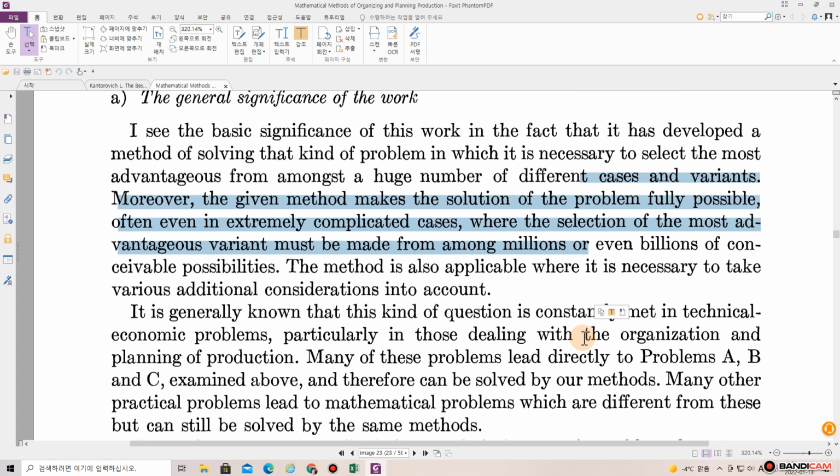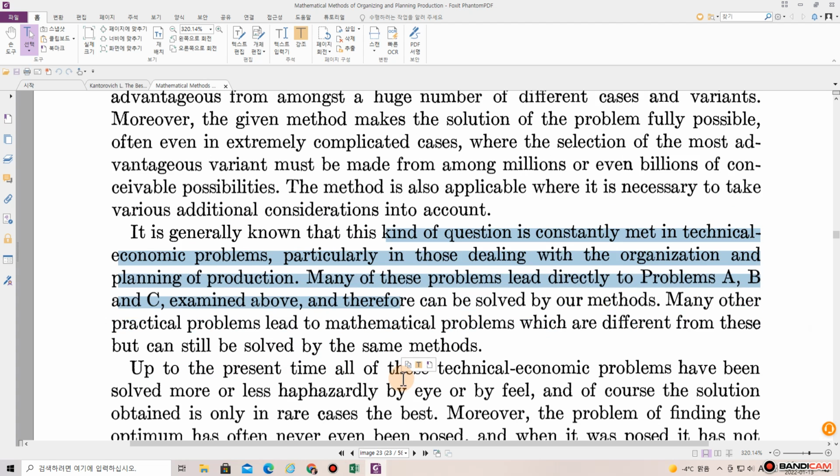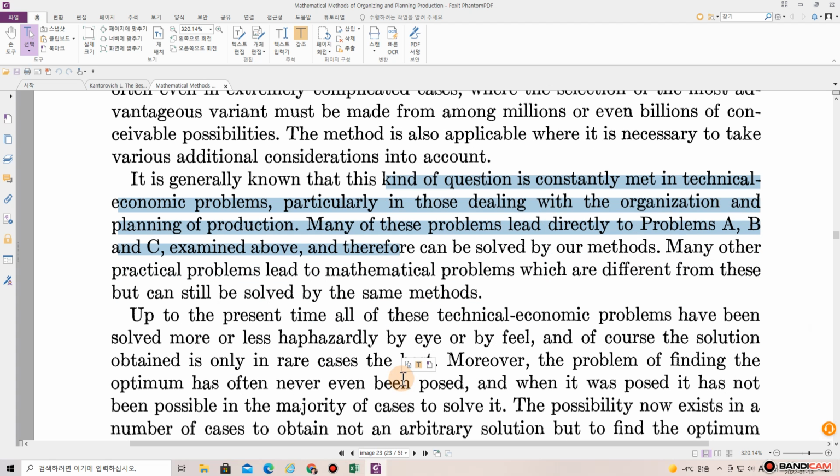The method is also applicable where it is necessary to take various additional considerations into account. It is generally known that this kind of question is constantly met in technical economic problems, particularly in those dealing with the organization and planning of production. Many of these problems lead directly to problems A, B, and C examined above, and therefore can be solved by our methods.